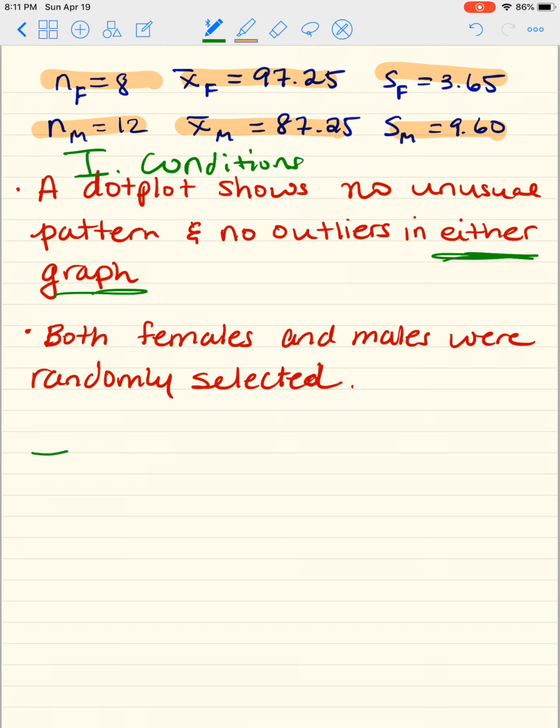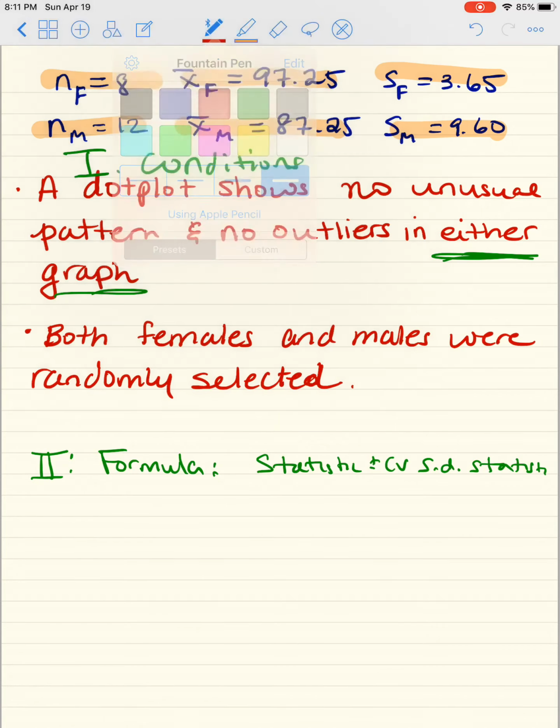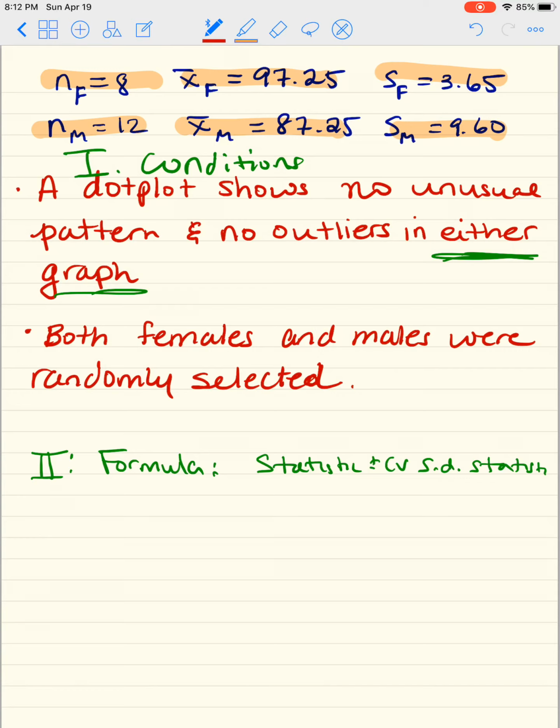So now step 2 is going to be our formula. Our formula will always be statistic plus or minus critical value times the standard deviation of the statistic. So with that being said, we have to decide if it's a 1 sample or a 2 sample. We already know that it's a 2 sample. So you're going to see difference of sample means or difference of sample proportions. It'll be difference of sample means. And the problem said female minus male, and they probably said that because 97.25 is bigger than 87.25. You want to work with positive numbers.